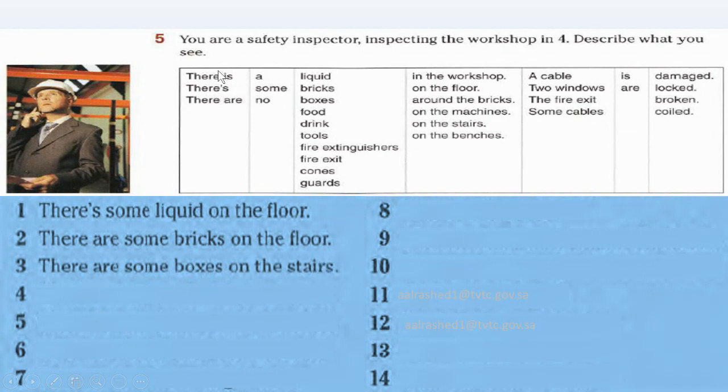As we said before, we start with there is or there are at the beginning, and then you need to put either a or some, and after that the noun, whether it is singular and countable, or countable and plural. The last thing is the location. Where is it? This is the location, starting with a preposition, the location of the hazard.